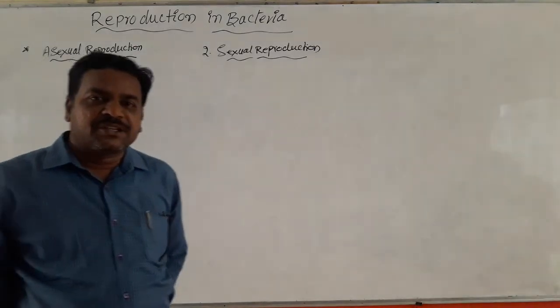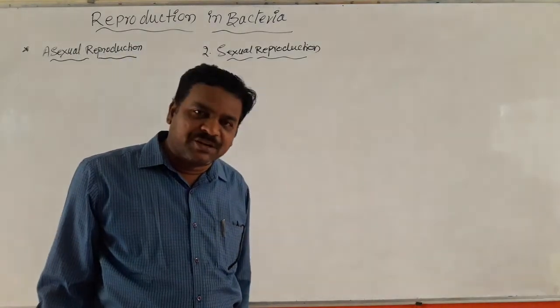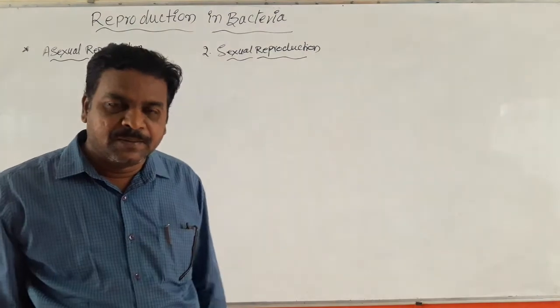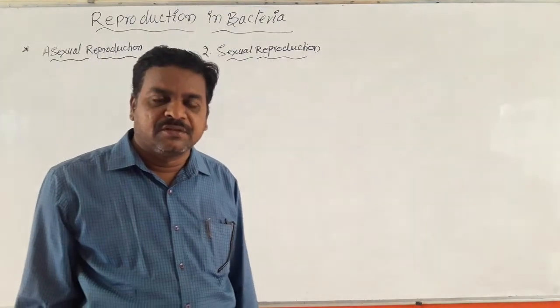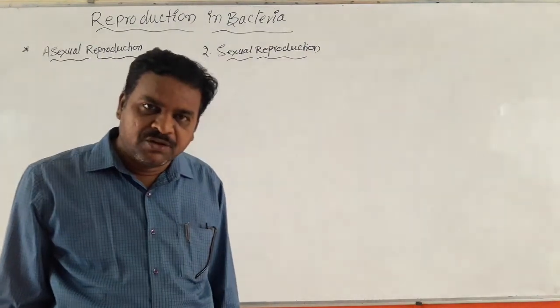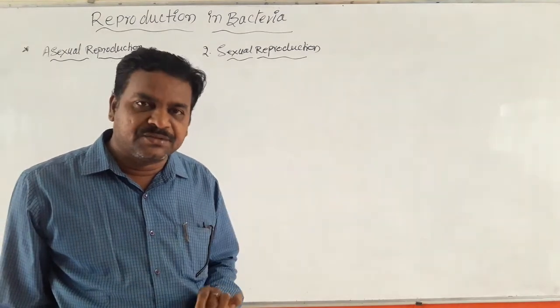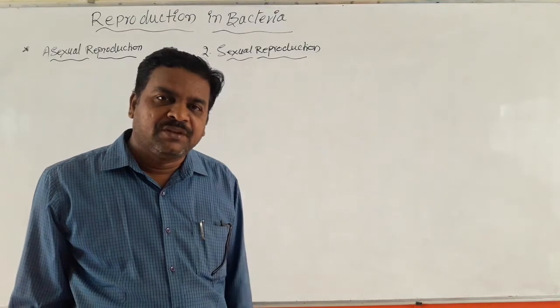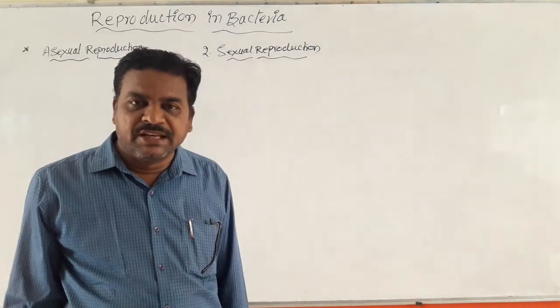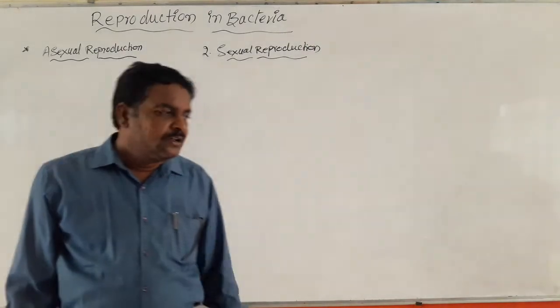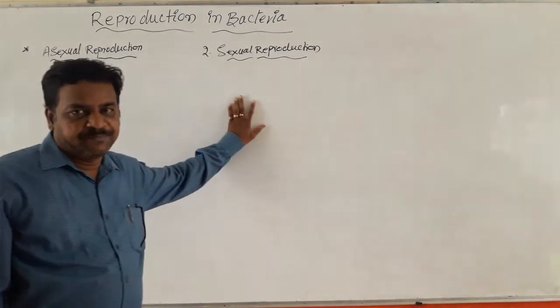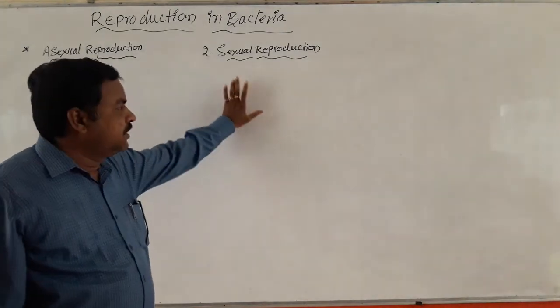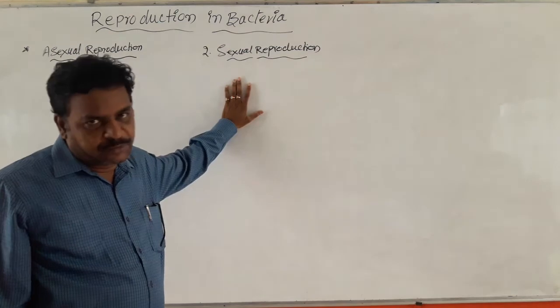Bacterial sexual reproduction is not true sexual reproduction because there is no production of male and female gametes, no fusion of gametes, and no formation of zygote. But genetic material is transferred between two bacterial cells. So, it is not a true sexual reproduction.